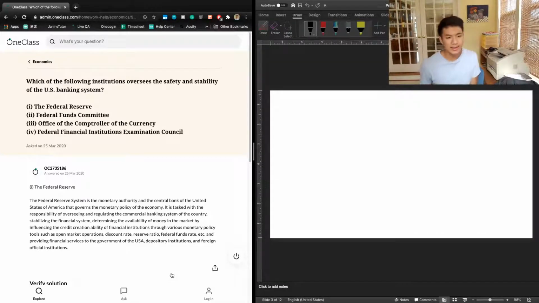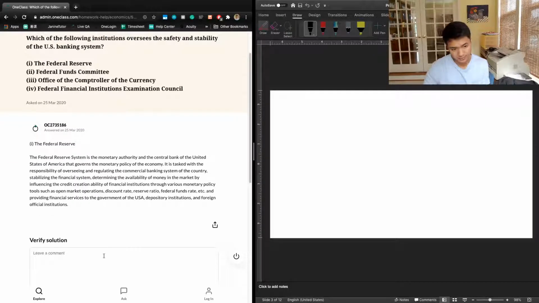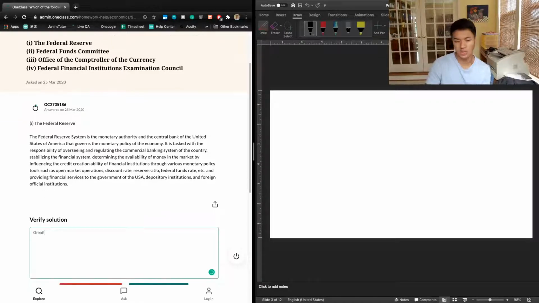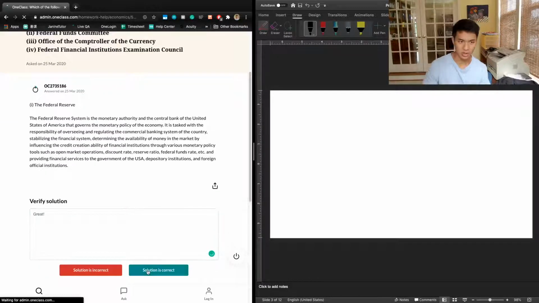So the Federal Reserve System is the monetary authority and the central bank of the United States of America that governs the monetary policy of the economy. It is tasked with the responsibility of overseeing and regulating the commercial banking system of the country, stabilizing the financial system, determining the availability of money in the market by influencing the credit creation ability of financial institutions through various monetary policy tools, such as open market operations, discount rate, reserve ratio, federal funds rate, etc., and providing financial services to the government of the United States, depository institutions, and foreign official institutions. Great. Good summary. And yeah, this is really just a definition-based question for us to know the definition for.